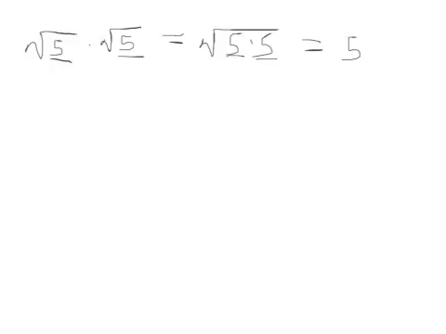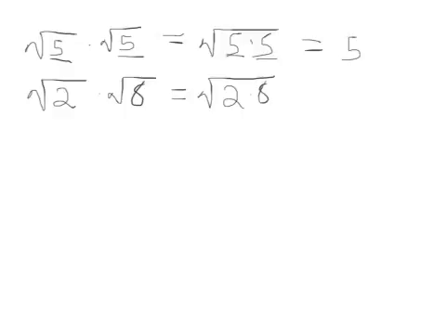Now, in some cases, I have different numbers, so say like square root of 2 times square root of 8. So when I multiply those together, I'm going to get square root of, now in one radical, 2 times 8, which would be square root of 16, which we know to be 4. So your final answer is going to be 4.